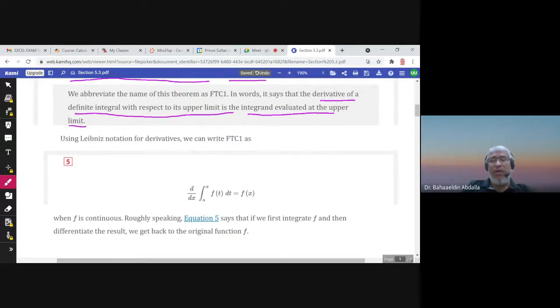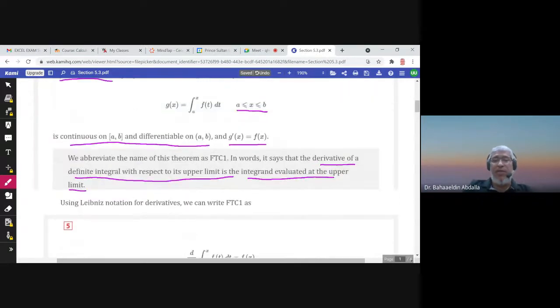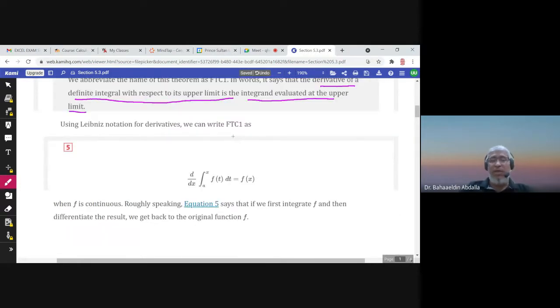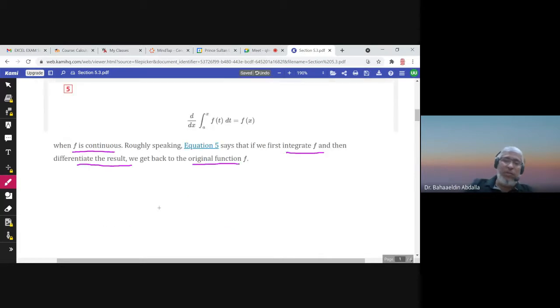Or we can write it like this. Instead of g prime of x, we can write the derivative d by dx of this integral with respect to x, which would be f of x when f is continuous. So if we first integrate the function and then differentiate the result, we will get back to the original function.